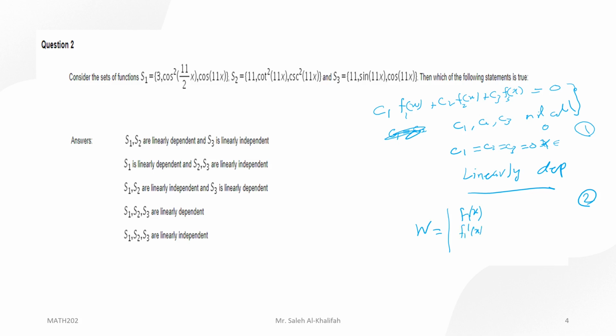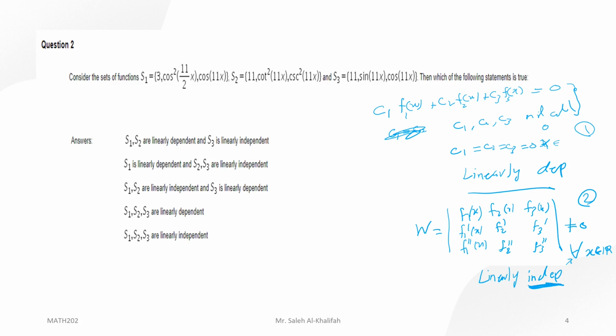Second method using the Wronskian, which is the determinant, says that f1 of x, f1 prime of x, f1 double prime of x, then f2 of x, f2 prime, f2 double prime, and f3 of x, f3 prime, f3 double prime. تحسب الرانسكيان. If this determinant does not equal 0 for all x that belongs to the domain, let's say R here, we say linearly independent.